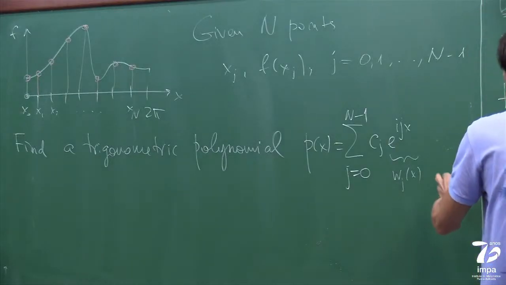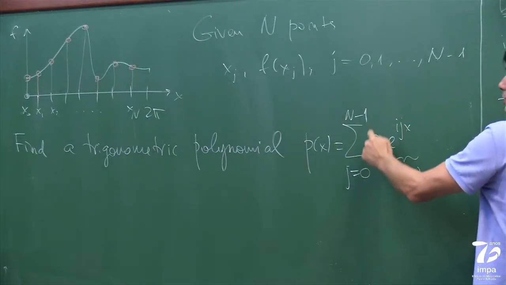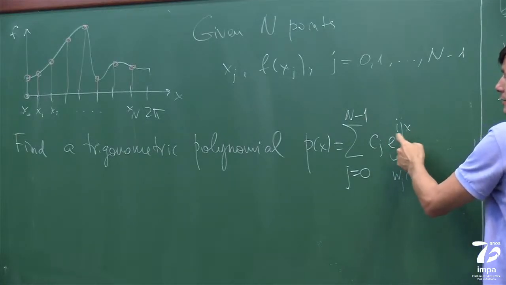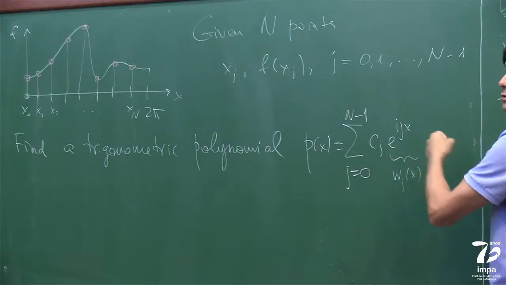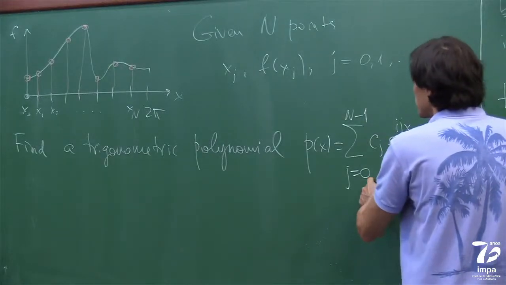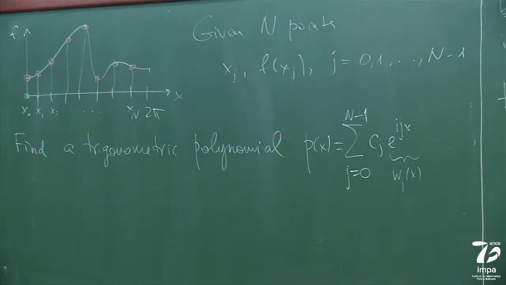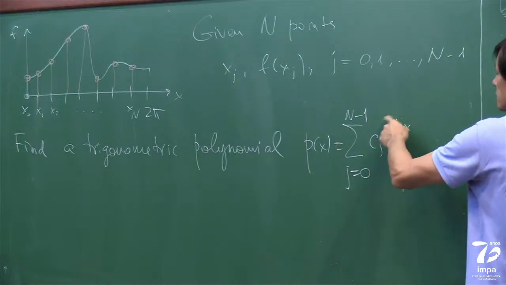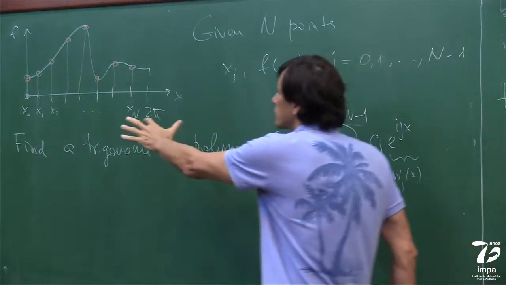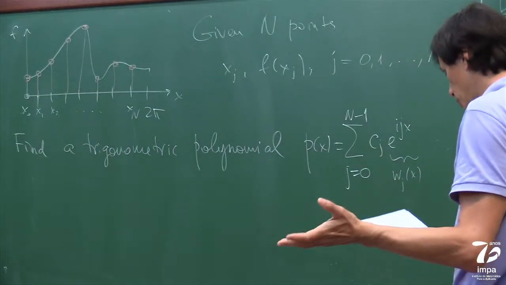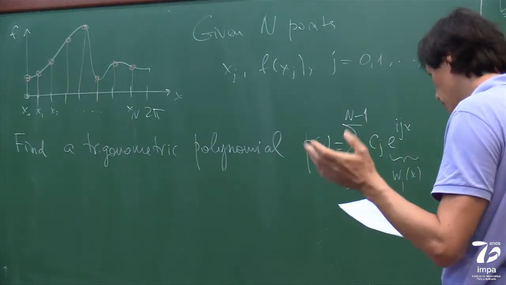You see, there is no point to continue this sum, because if you take j equal n, it will be e^{inx}. But since x is 2 pi over n, this will be just 1. So it will be the same function. The function for j equals 0 is the same as the function for j equal n. So these are all the different functions that you can get which are different exactly on these points. Any other function will be the same at those points. In between they will be different, but we only know the function at these points.